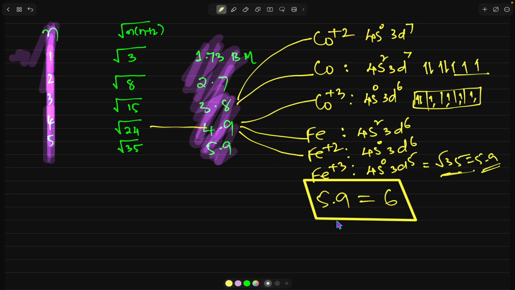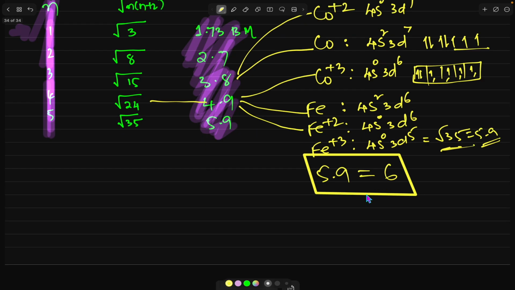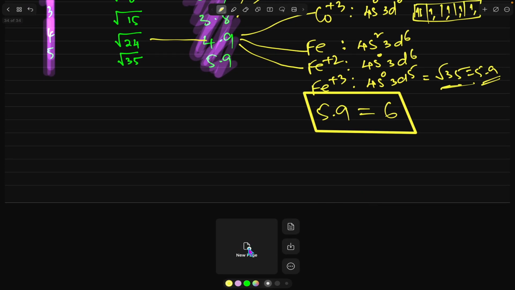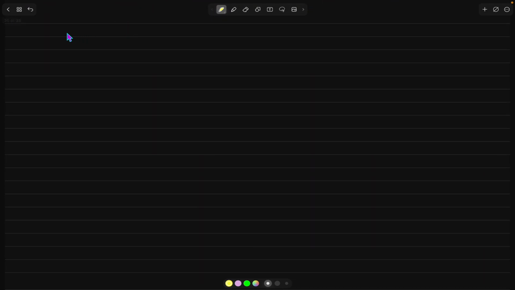So these are the magnetic properties, right? We'll go to the next property, that is formation of colored complexes.